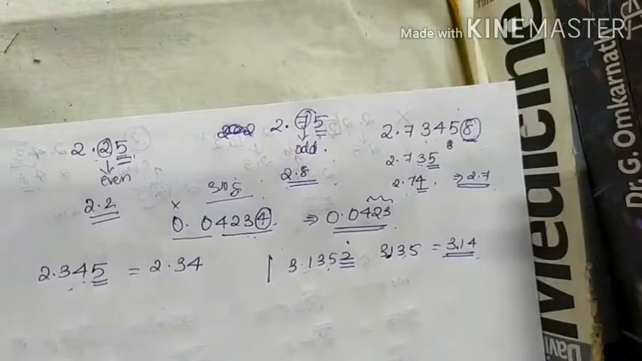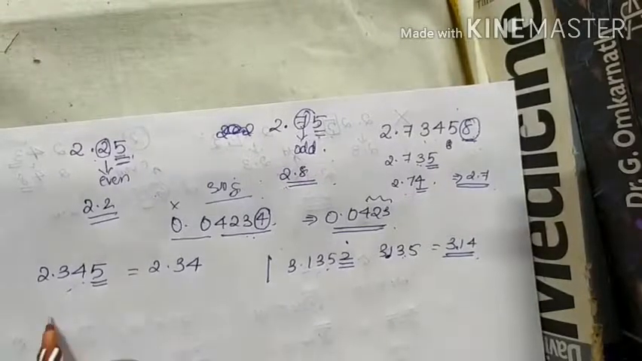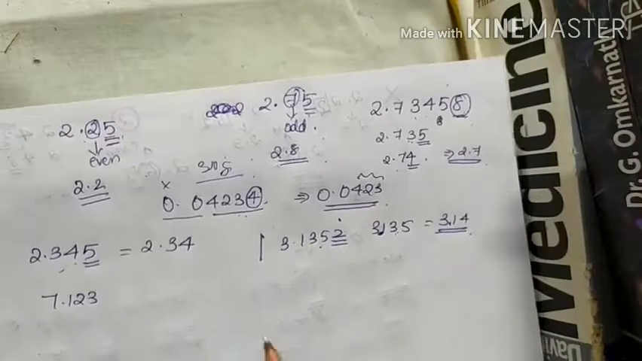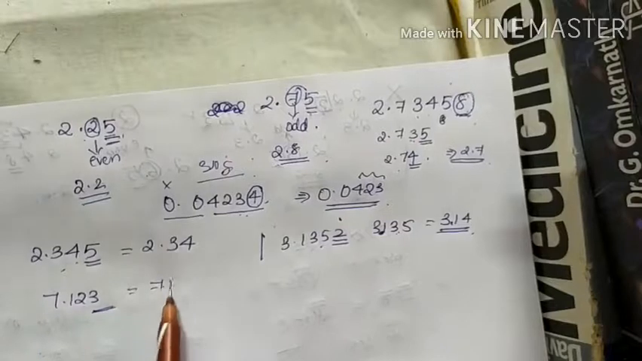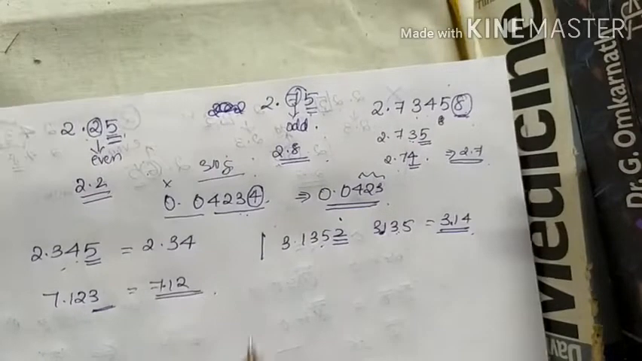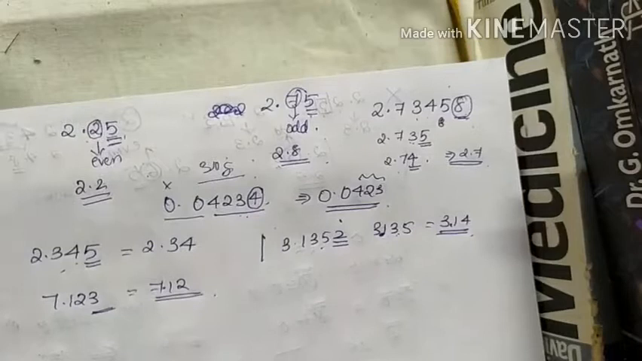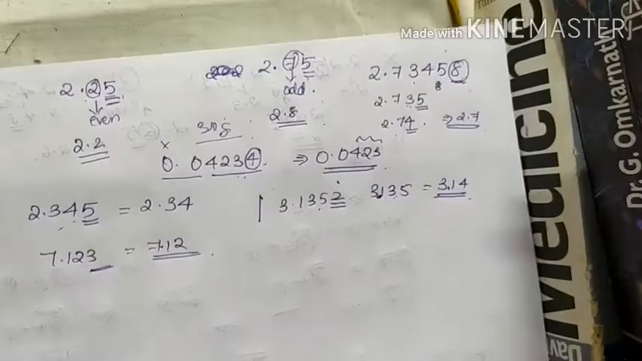Clear? Right. I hope this much is clear. Similarly, let's do 1.723. You can directly write: 3 is less than 5, so it becomes 1.72. I hope it is easy peasy. Now there is a section called multiplication and division rules.